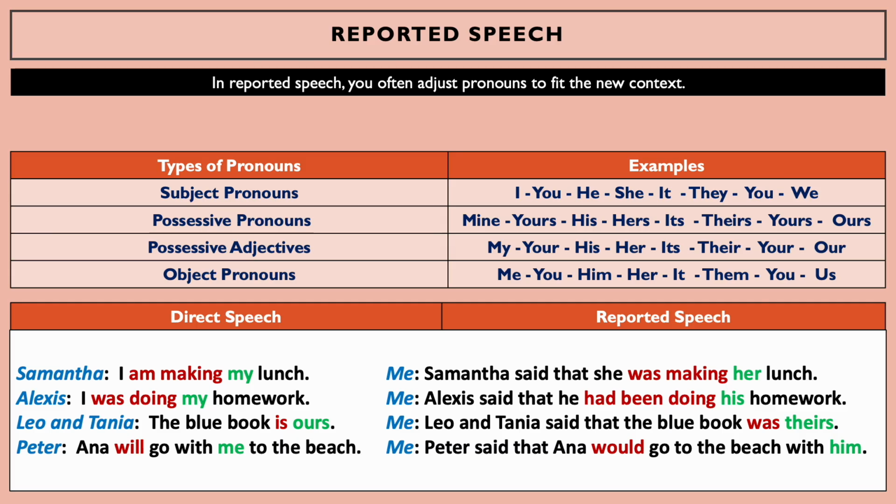In reported speech, you often adjust pronouns to fit the new context. Also, we change subject pronouns, possessive adjectives, and object pronouns.